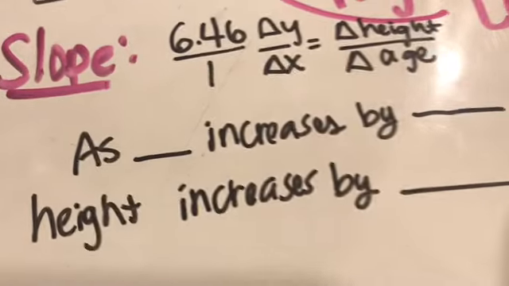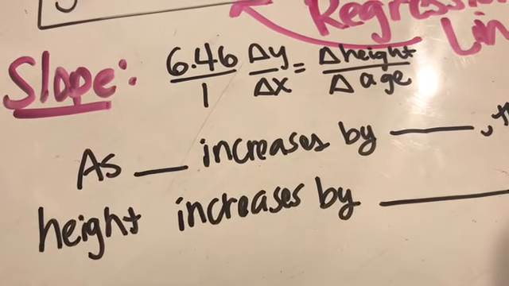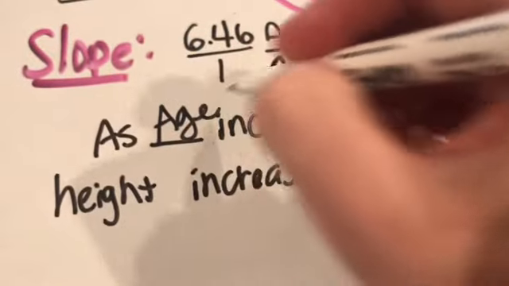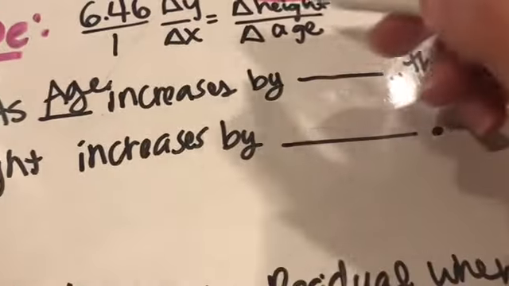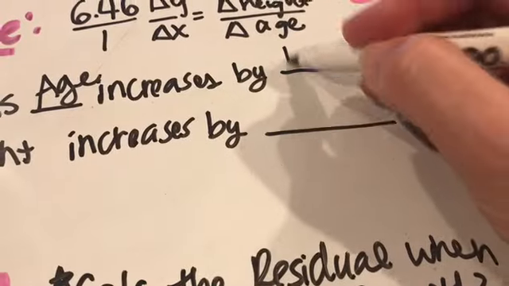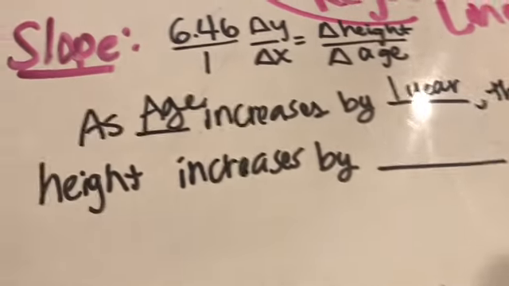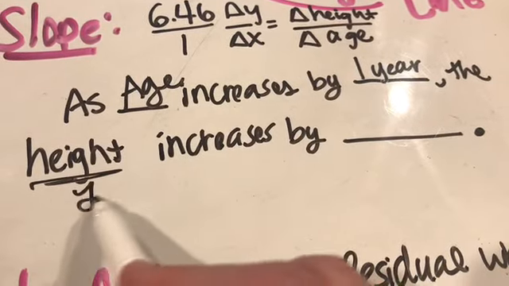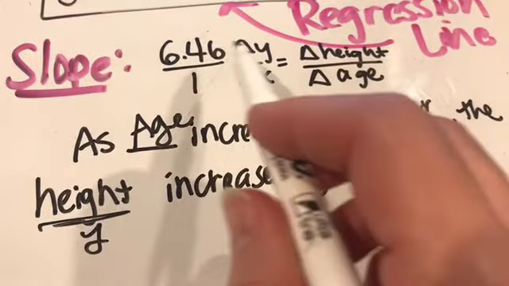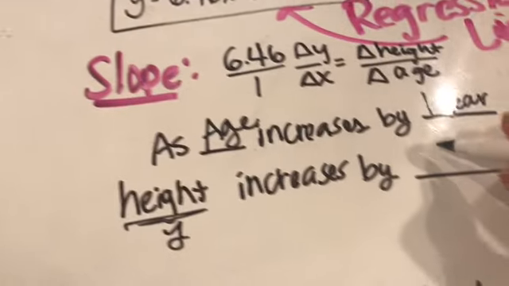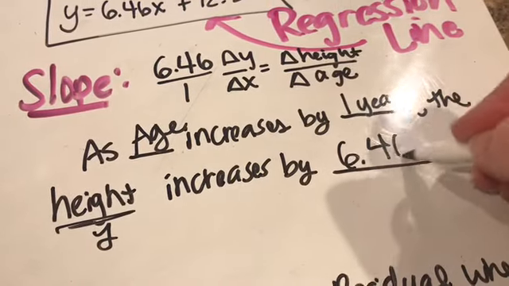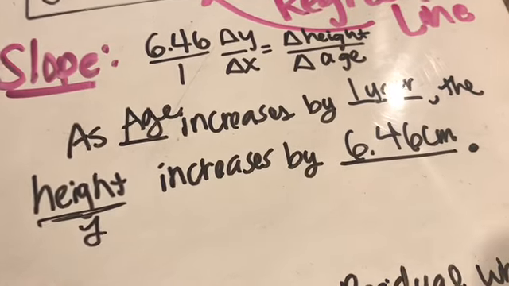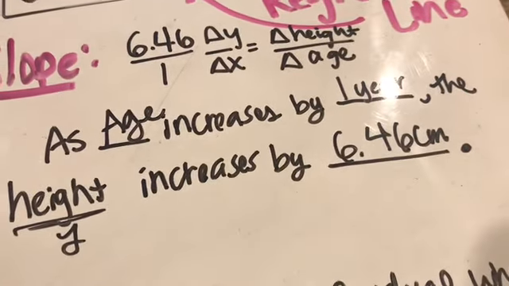So when you start your sentence, you always want to start with the x variable. So our x variable is age. So as age increases by, and see how there's a 1 here? It's always going to be a 1, but put the unit. So as age increases by 1 year, the height, that's the y variable, increases by 6.46, but then we would want to label that in centimeters. And that makes sense. Every year this child's growing about 6.46 centimeters.